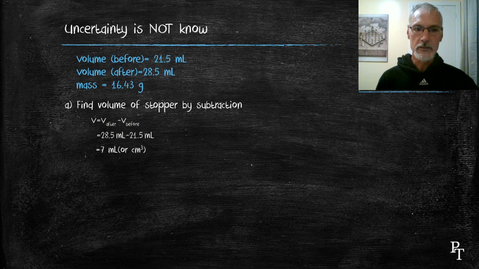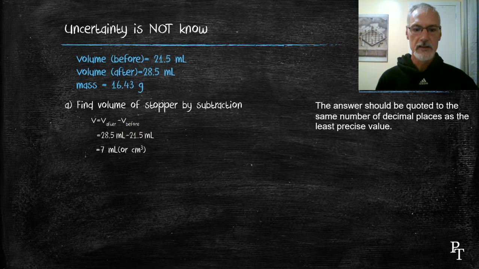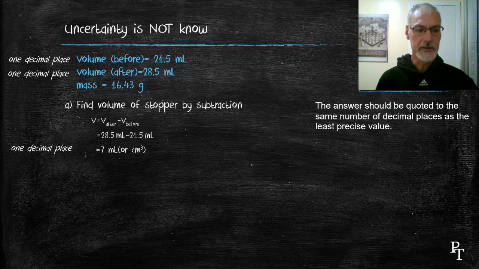Now, the rule governing what I should write down for my answer is that my final answer should be quoted to the same number of decimal places as my least precise data. An examination of my two volumes indicates that they both have one decimal place. As a result, my final answer should also have one decimal place. So right now, it doesn't have a decimal place, so I would simply insert one and make it 7.0 milliliters. Had you had a number there, you would round it off to one decimal place.